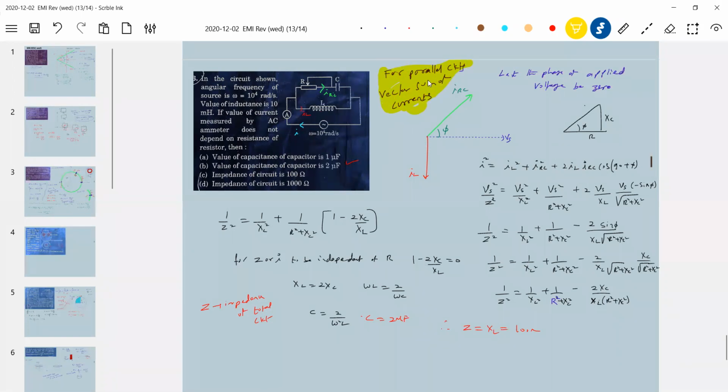If you are good in complex numbers, you can take the help of complex numbers, because R is a real number, XC will become imaginary, XL will become imaginary, and do complex analysis. With that also you can find it very easily, but that will be more lengthy. We prefer to solve problems like this using vector addition only. What to do, sir, if there are more than two branches? Then use unit vector addition.